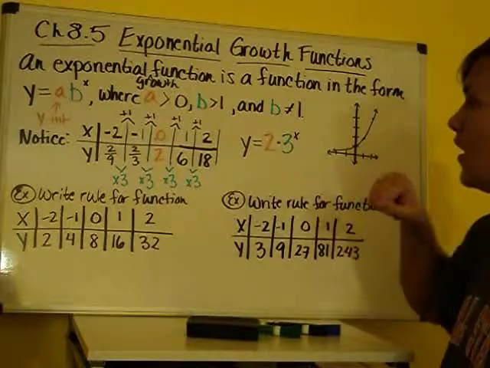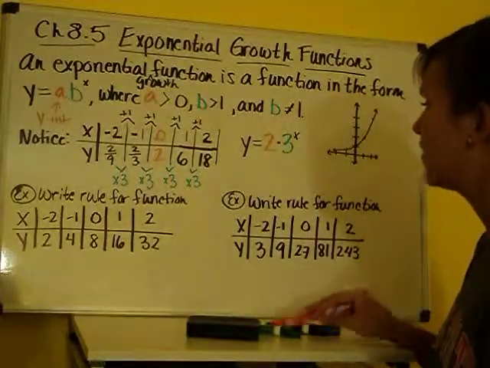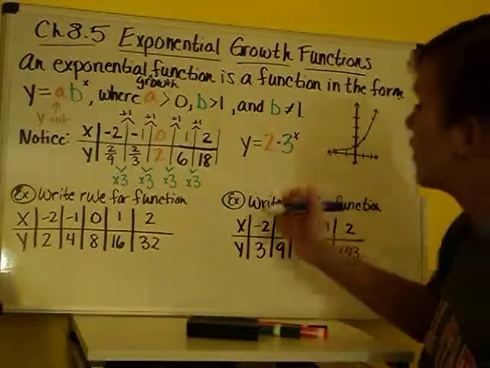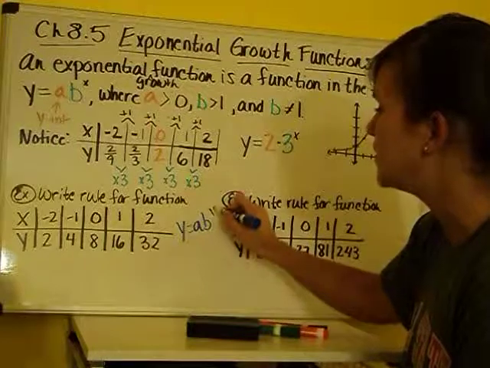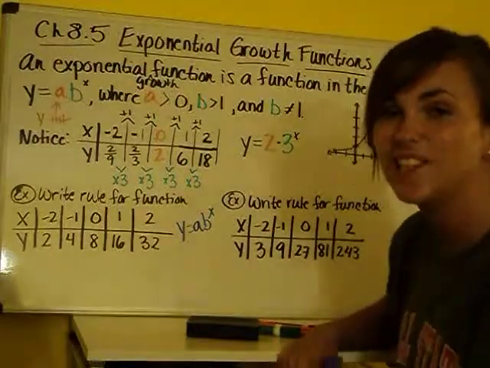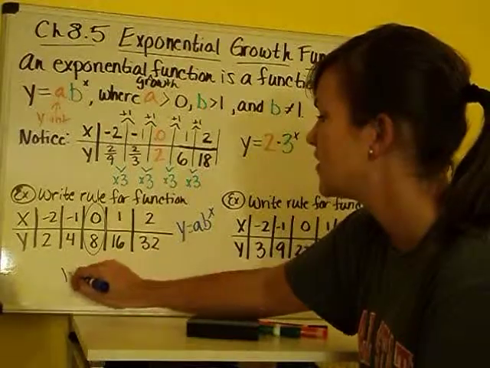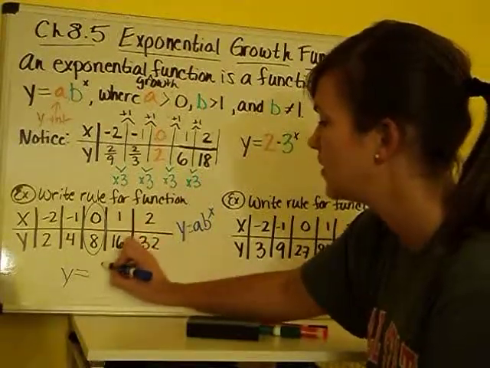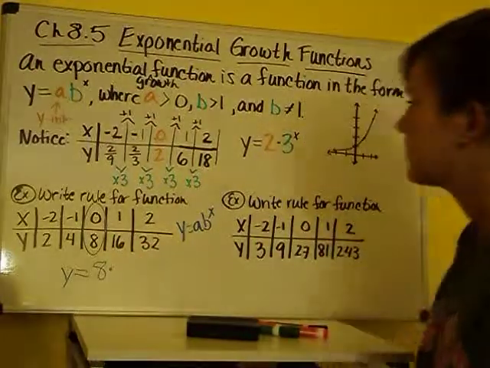Alright, so let's practice writing rules. If we have this table here, and we want to put it in the form y equals a times b to the x, the first thing that's easiest to identify is our y-intercept. So that is our a. So we are going to have y equals, our y-intercept is 8, so 8 times our b to the x.